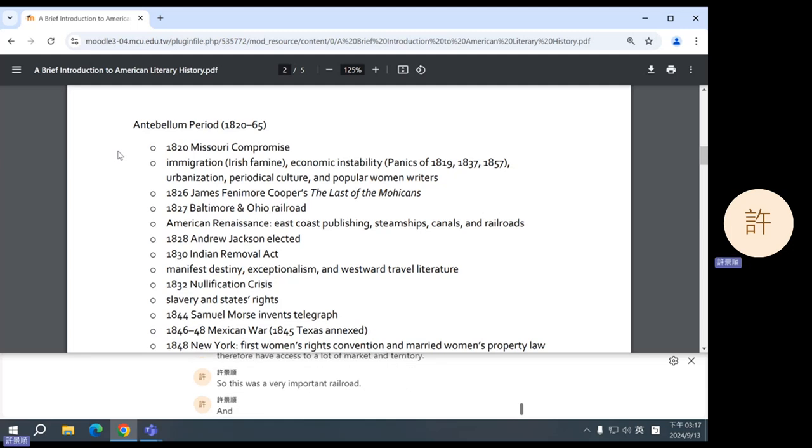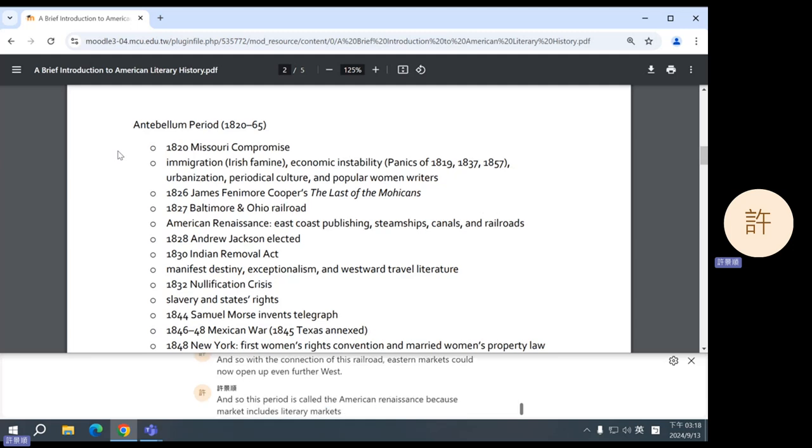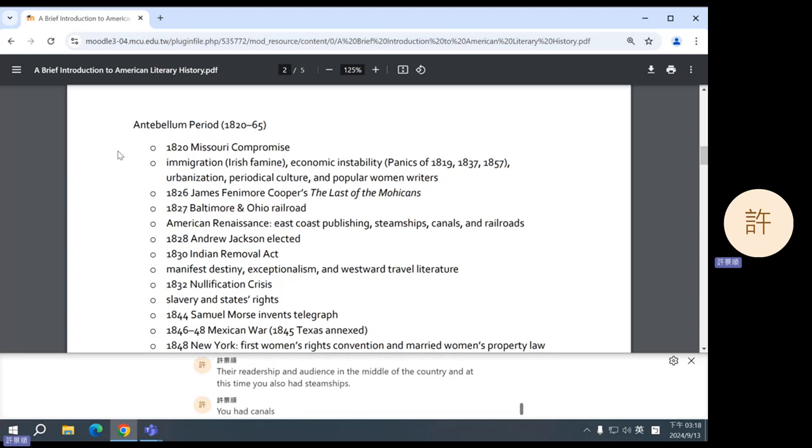And so with the connection of this railroad, eastern markets could now open up even further west. And so this period is called the American Renaissance because market includes literary markets. Now East Coast authors could more easily reach their readership and audience in the middle of the country. And at this time, you also had steamships, you had canals, and of course, railroads.